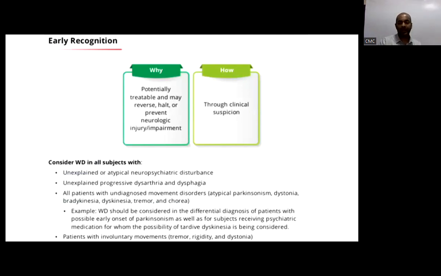We should have a clinical diagnosis, clinical suspicion. So we should consider Wilson disease in all patients with unexplained or atypical neuropsychiatric disturbances, unexplained progressive dysarthria, dysphagia. All patients with undiagnosed movement disorder, atypical Parkinsonism, dystonia, bradykinesia, tremor, chorea, patients with involuntary movement. So in all these scenarios we should consider Wilson's disease.